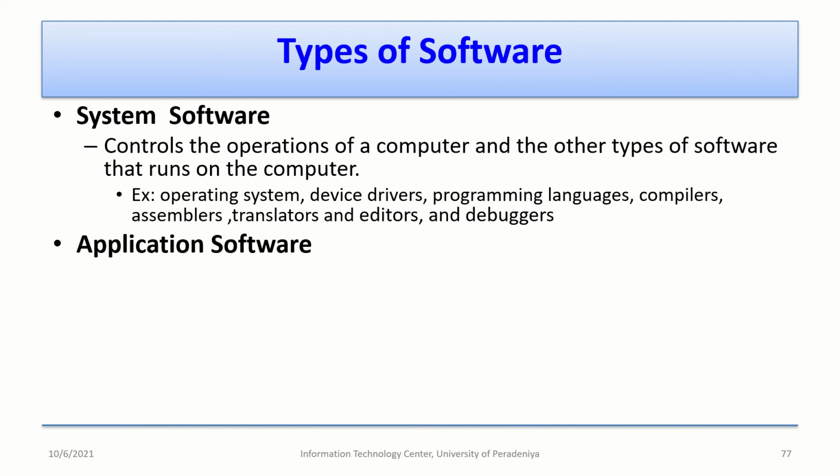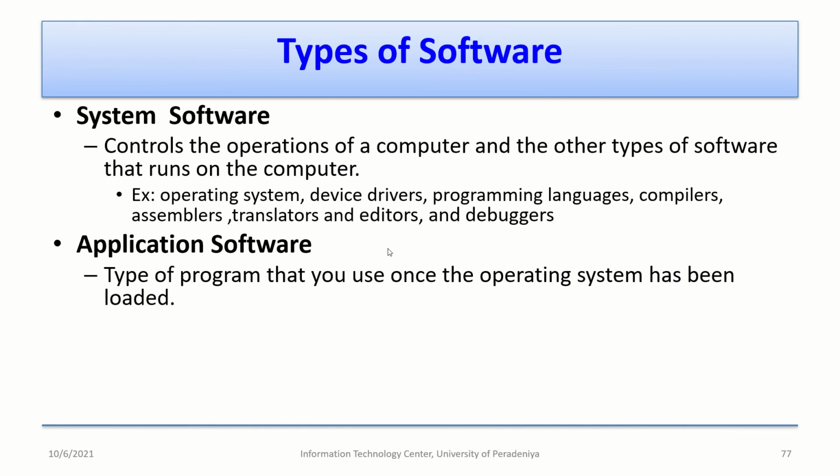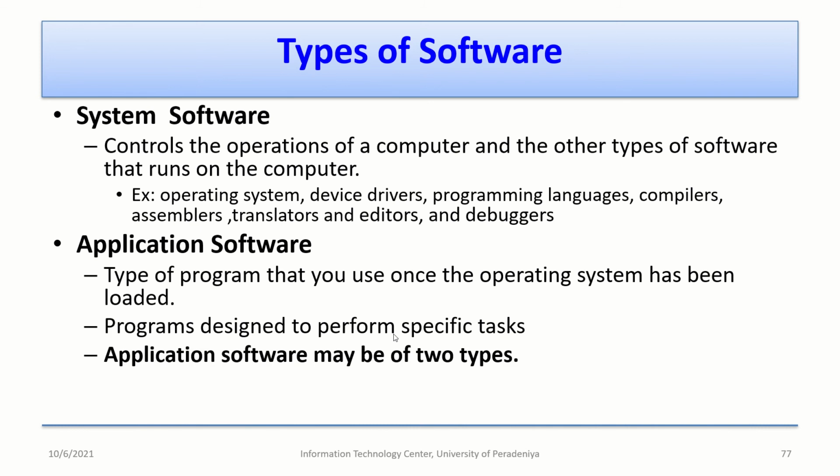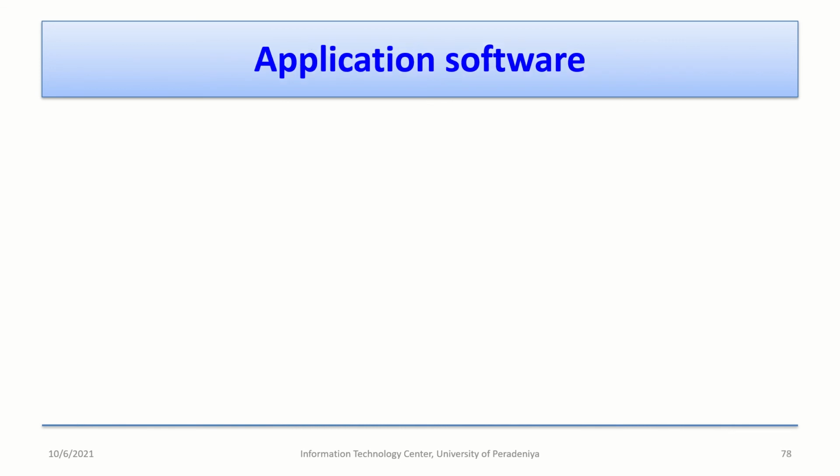The next one is application software. Application software means a type of program that you use once the operating system has been loaded. So, on top of the operating system, we can use application software: programs designed to perform specific tasks. Application software may be of two types: package software and custom-made software. Okay, let's take those two.